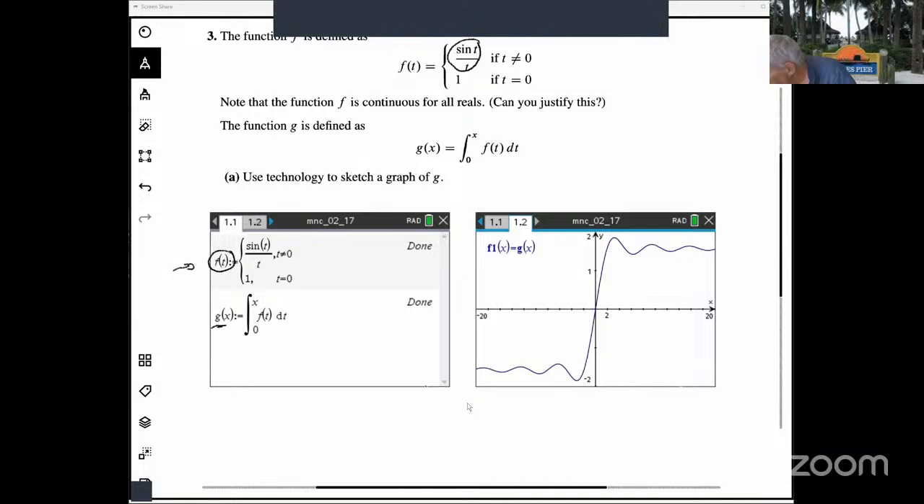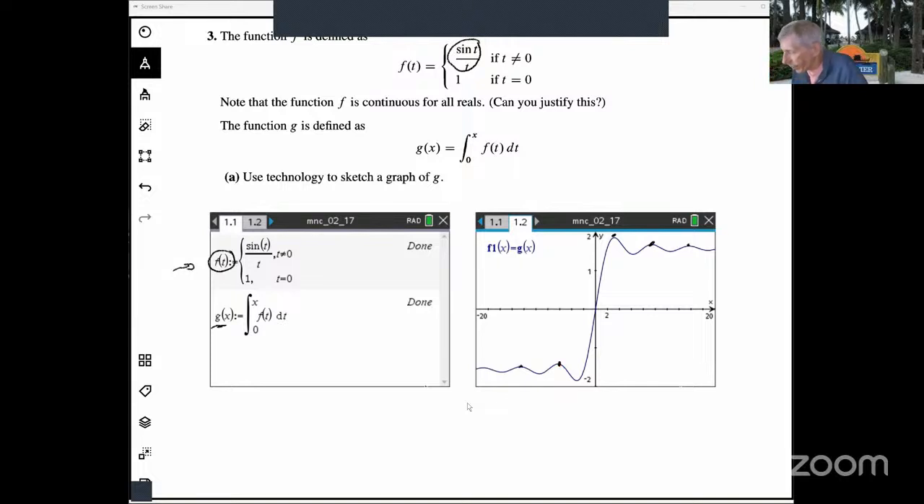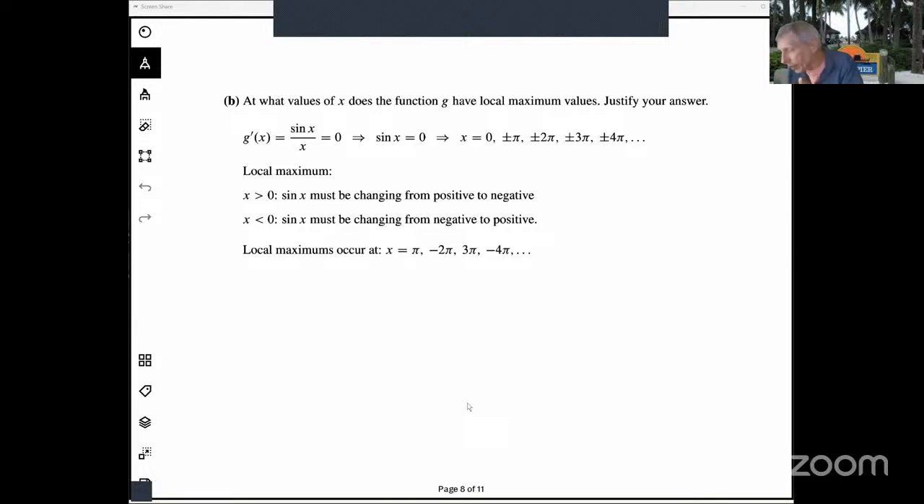There seem to be a ton of them, don't there? There's one. There's a local max. There's a local max there, and so forth. So without going into this in too much detail, I've got to find out, well, where is g prime of x equal to 0? Well, wait a minute. Using the fundamental theorem of calculus, g prime is sine x over x.